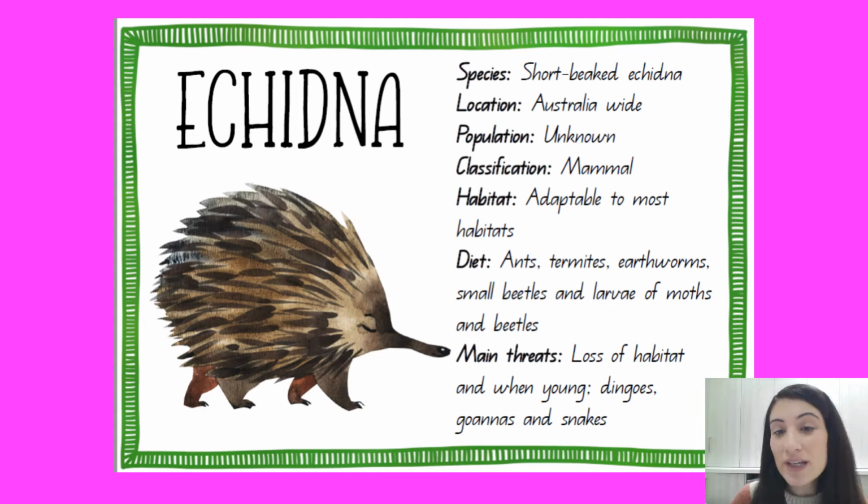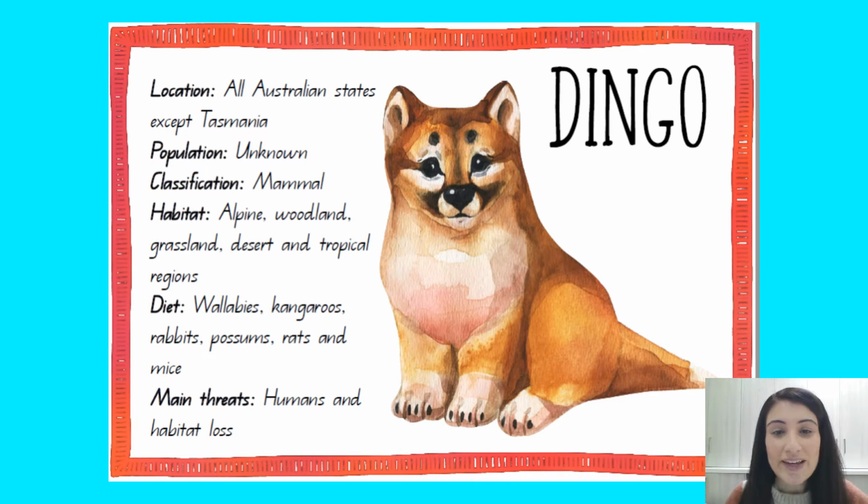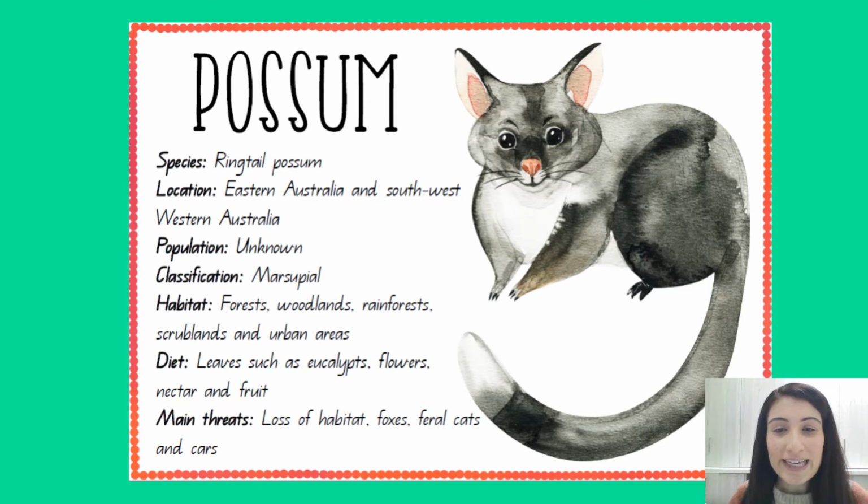If you're focusing on echidnas, you could use this fact sheet. If you're focusing on platypus, you could use this one. If you're writing about dingoes, you could use this fact sheet. If you're writing about possums, you could use this one.